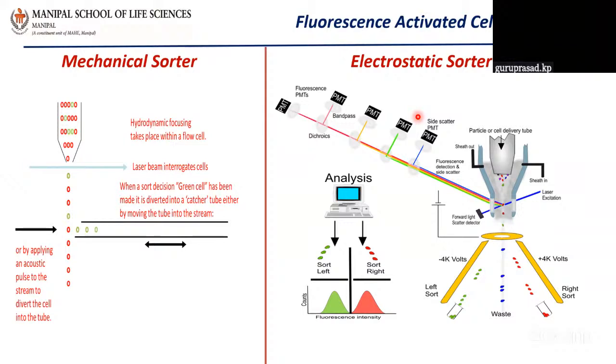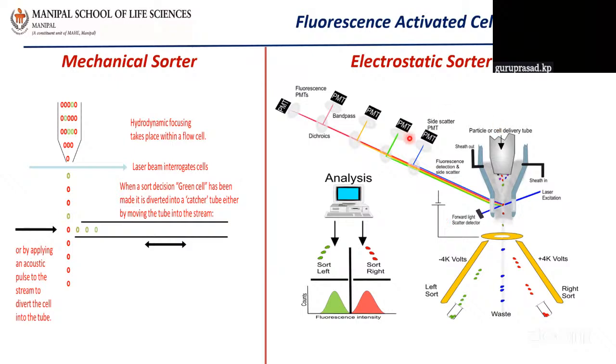There are two kinds of FACS machines: mechanical sorter and electrical sorter. In the mechanical sorter, the cells are moving in a single line, and when you do a gating, suppose you do a gating for green cells, only green cells are isolated or pushed to one tube, and you can collect only one type of cells. The rest of the cells go to the waste. Such a sorter is called a mechanical sorter, where you can collect only one type of cells.